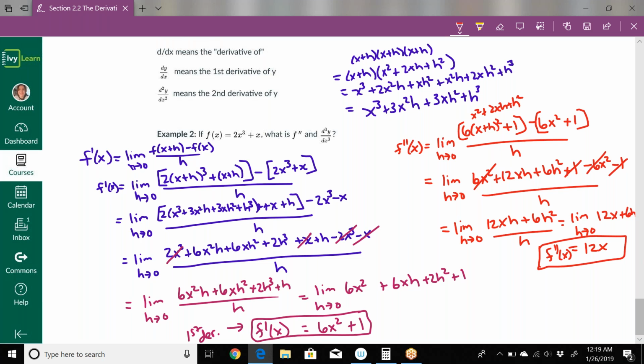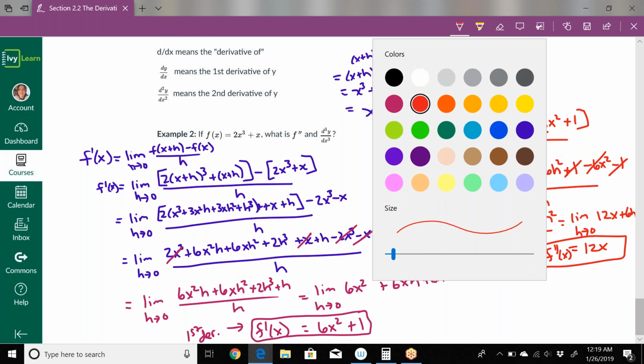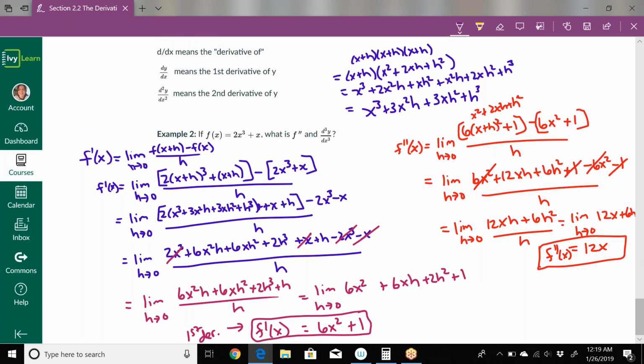So we just need to do this one more time to get the triple prime. Now I'm going to actually write triple prime. If you want, you can write this notation. Doesn't really matter to me. For this situation, I'm going to be doing the third derivative.